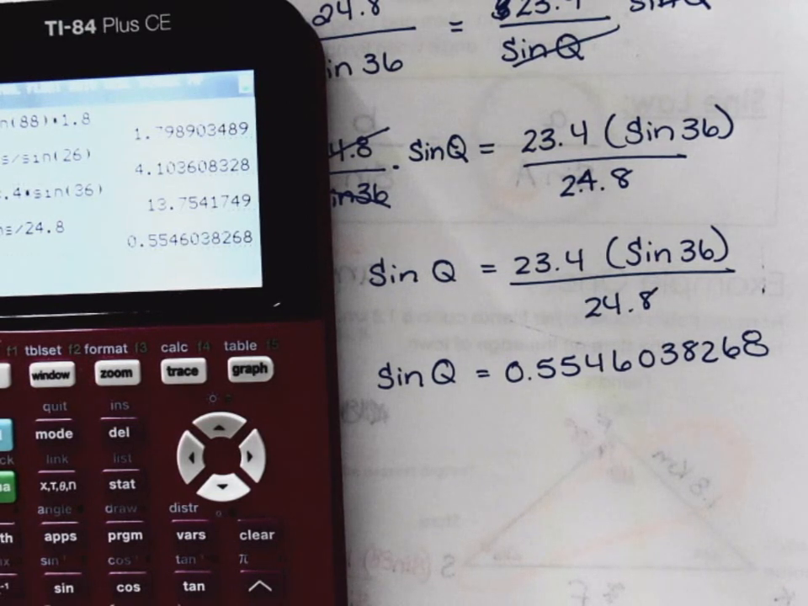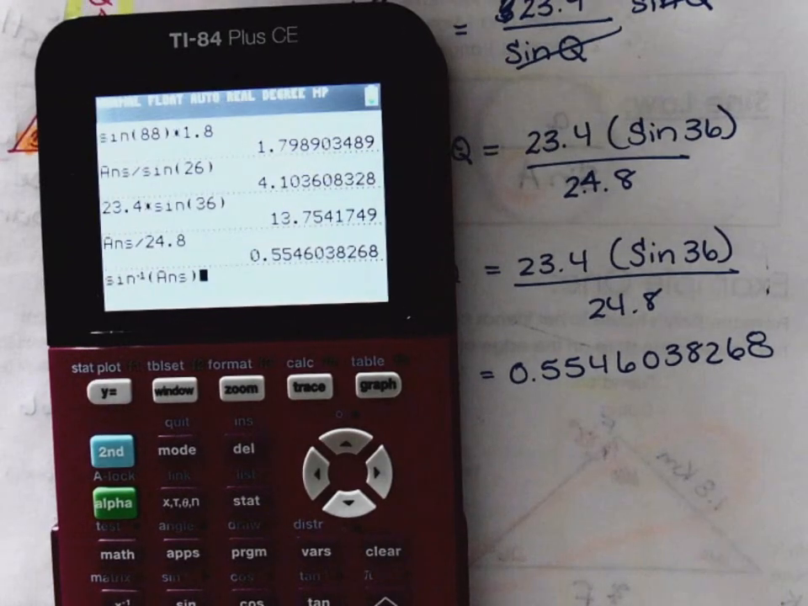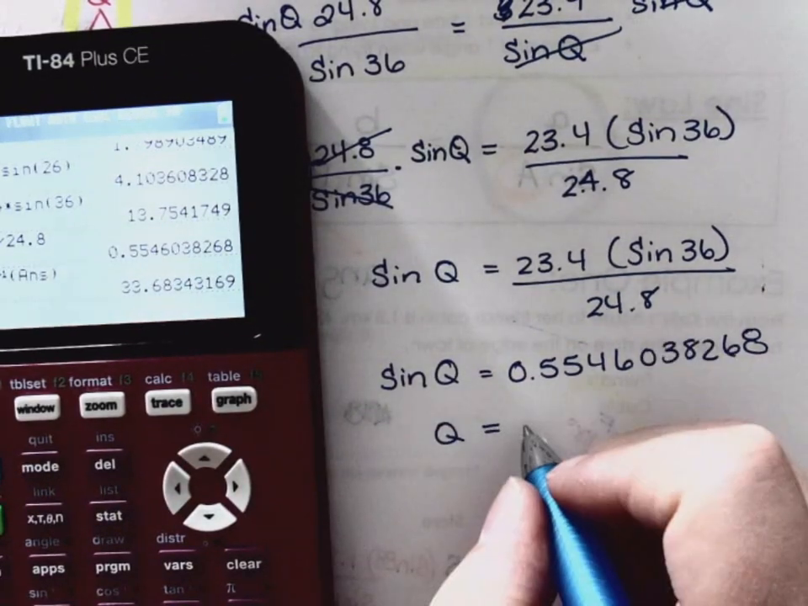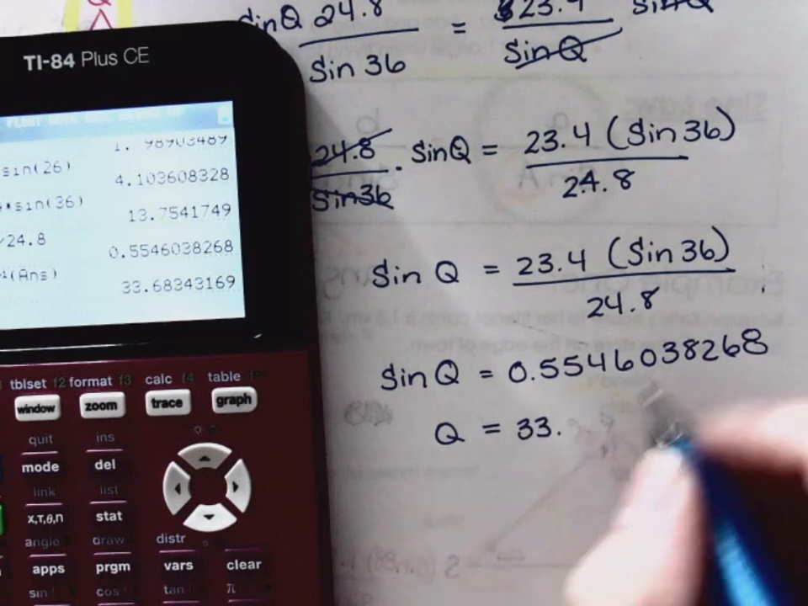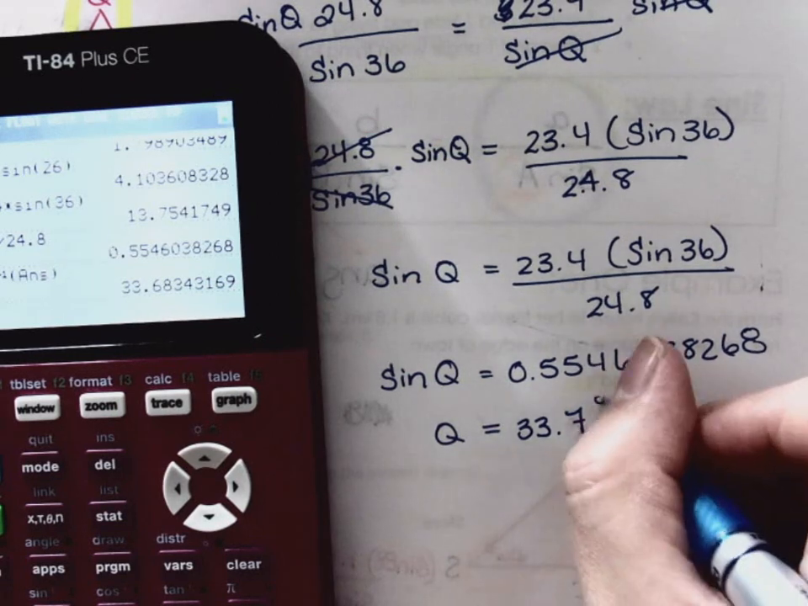So do you guys remember how to solve for an angle using your handy dandy calculator? Yeah, we went over this. How do we do that? Second function, right? We're going to do second function sine or shift, depending on what your calculator is. I'm going to pull the answer from the previous line, so I'm going to go second function answer. And you see that that just pops up on my screen there. And then I'm going to hit enter. And I'm going to have Q is equal to 33 point, we'll round to one decimal place, 33.7, and it is in units of measure, which is degrees.